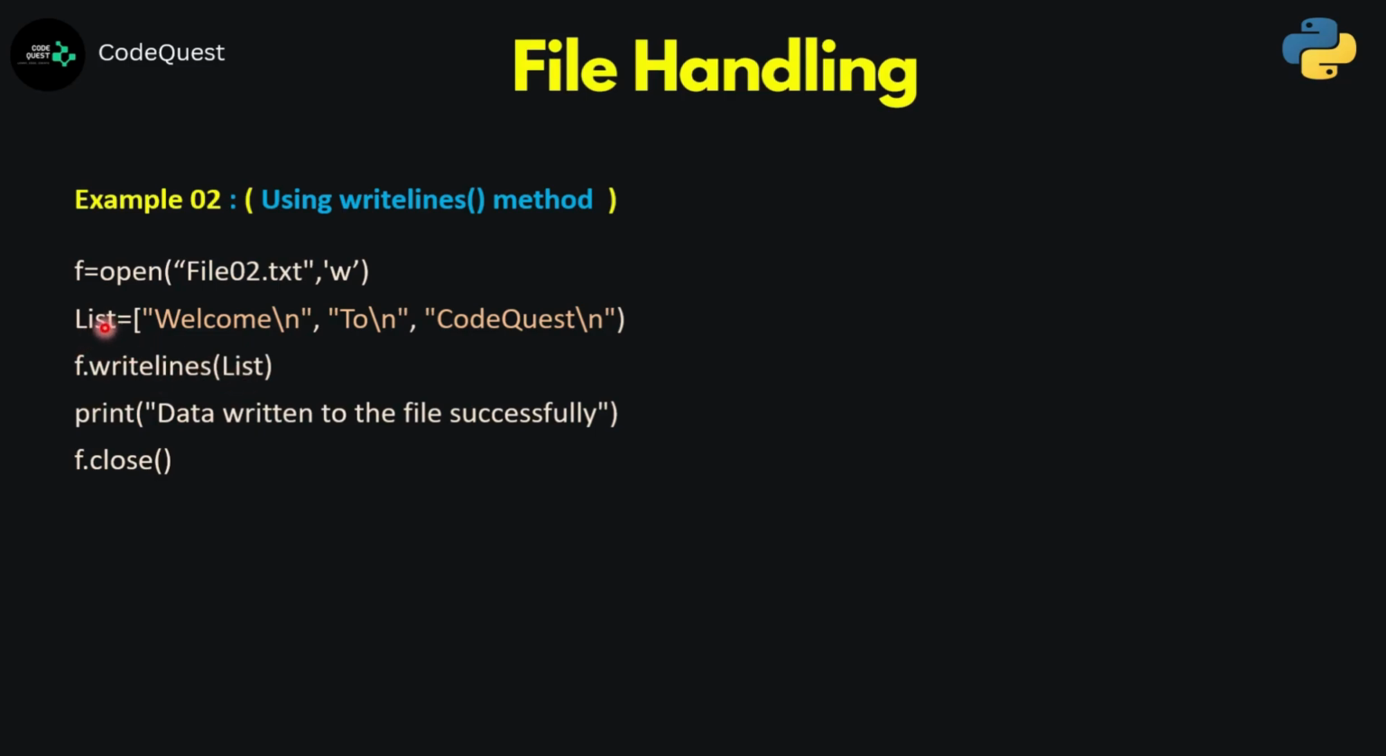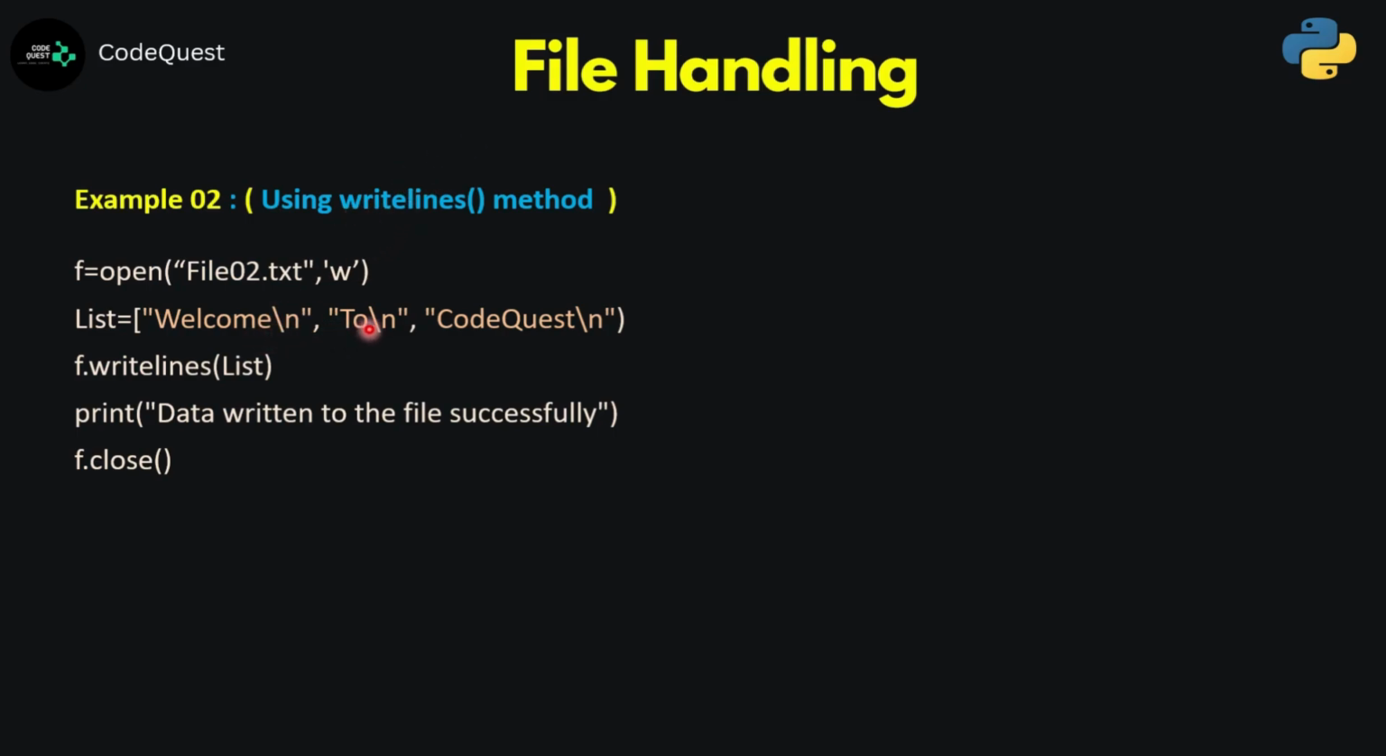So here in this example we are opening a file called file02, and w is the mode through which I'm opening because I want to write some new content. And here I prepared a list with 3 items. Welcome, there is a \n once again. Like we said, either you take the help of the write method or writelines.